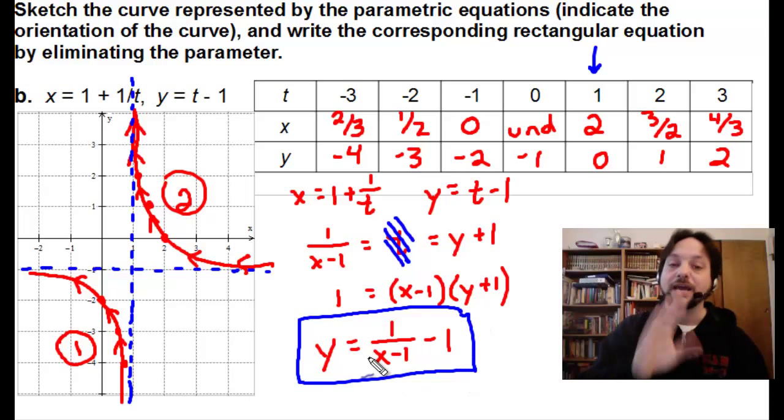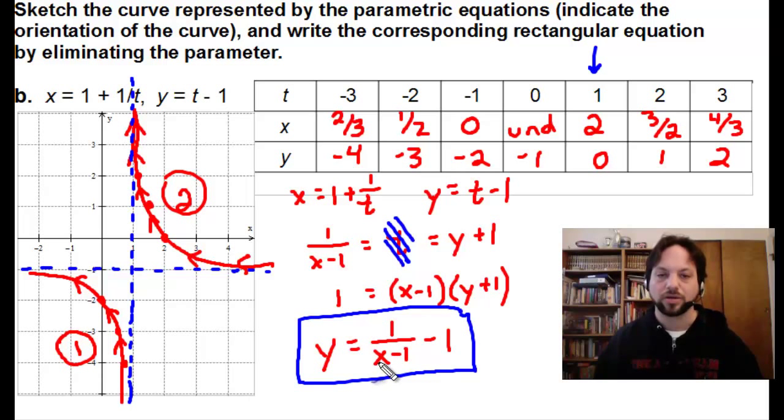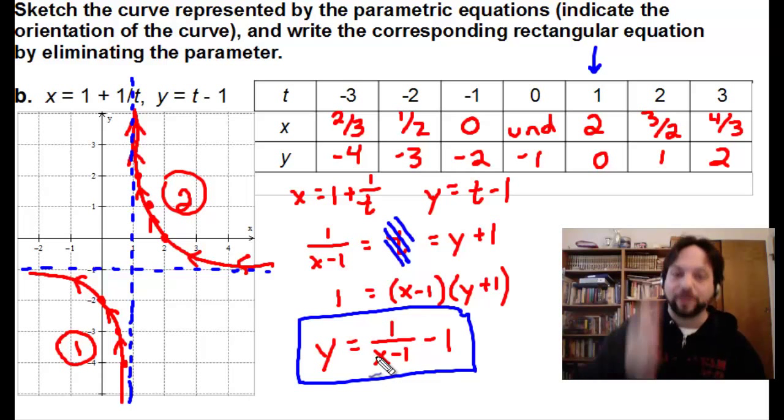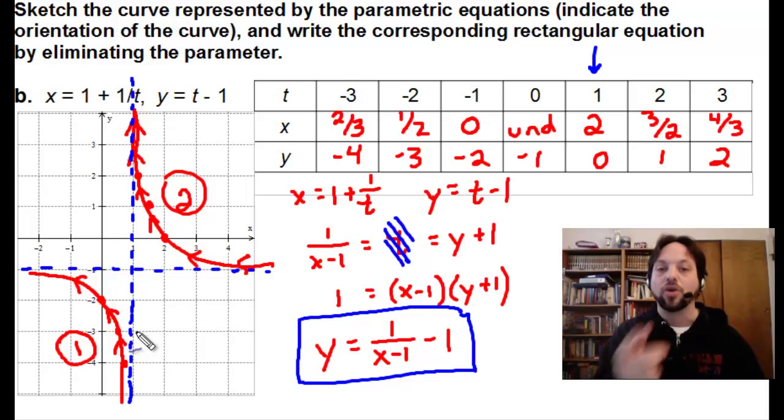And if you look at this, it makes a lot of sense. What happens when x equals 1? We have a vertical asymptote. And you can see that for yourself right here at x equals 1. We could tell that with the parametric equations.